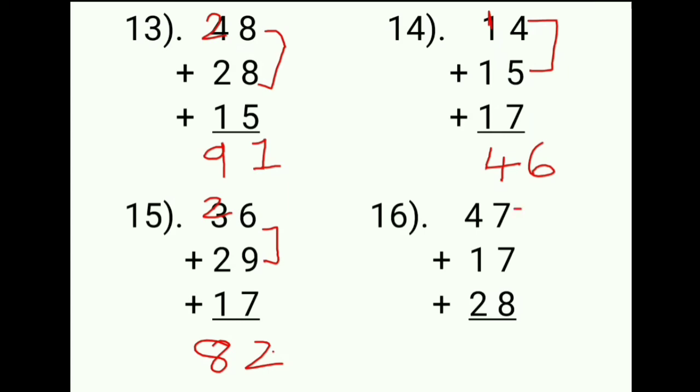Now the next sum. 7 plus 7 is equal to 14. 14 plus 8 is equal to 22. So 2 down and a carry of 2 here. 2 plus 4 is equal to 6. 6 plus 1 is equal to 7 and 7 plus 2 is equal to 9. So answer is 92.